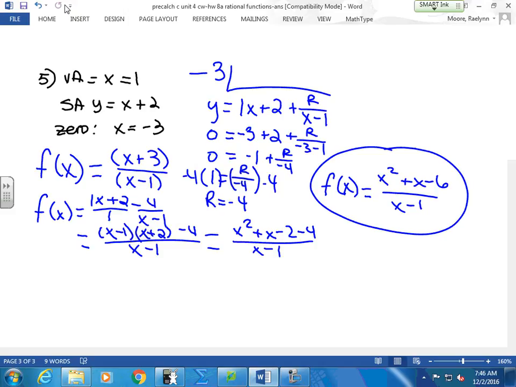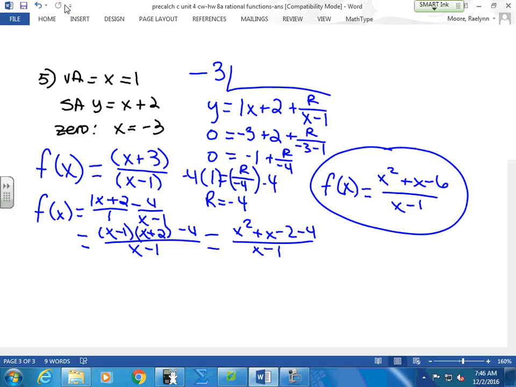Multiply it by your x plus 2 times x minus 1. Work that out, combine your 4's, and then you're left with that. Graph it, you should see your negative 3, 0. Put your asymptote in there, you should see where your vertical was coming from.